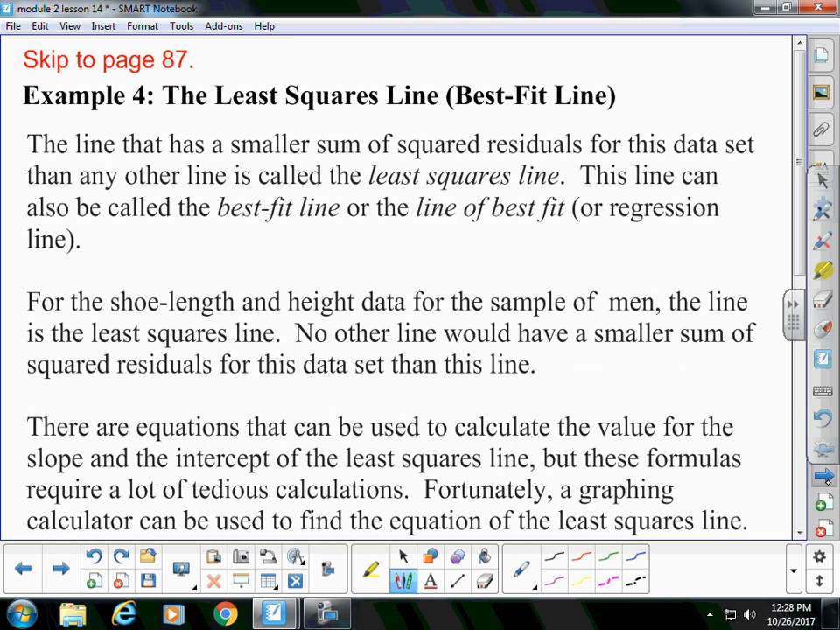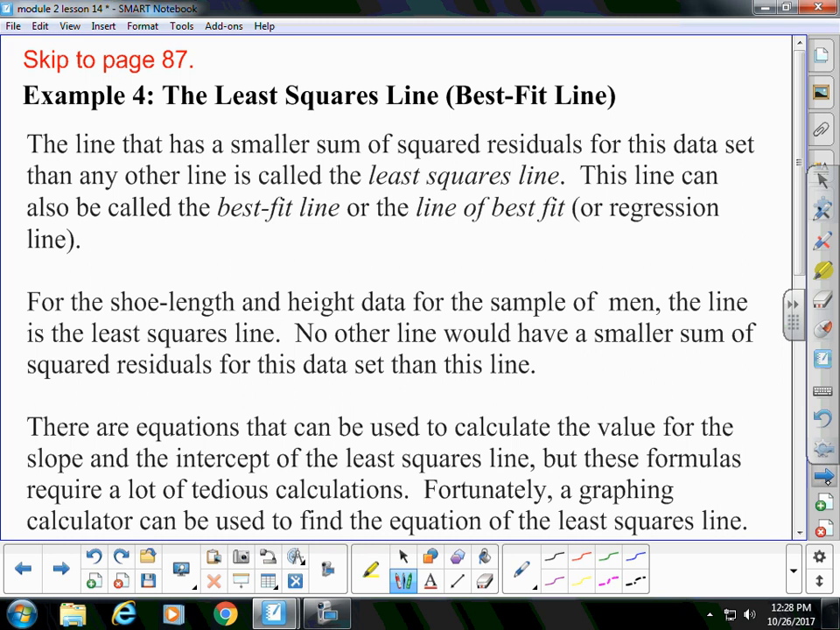Okay, we're going to look at what we call the least squares line. This is exactly the same. It's just another term for the best fit line, which is what we've been talking about. The line that has the smaller sum of squared residuals, which is something that we're going to be talking about tomorrow, for the data set than any other line is called the least squares line.